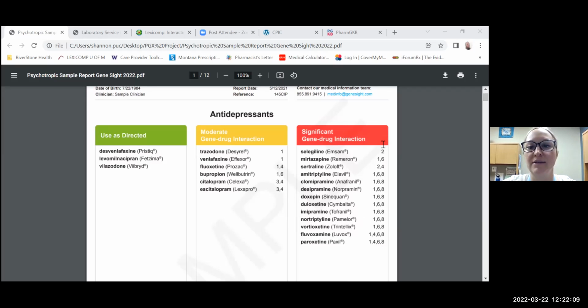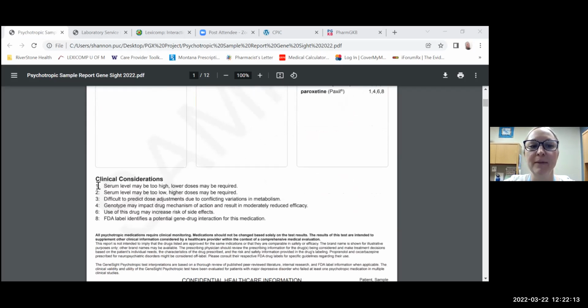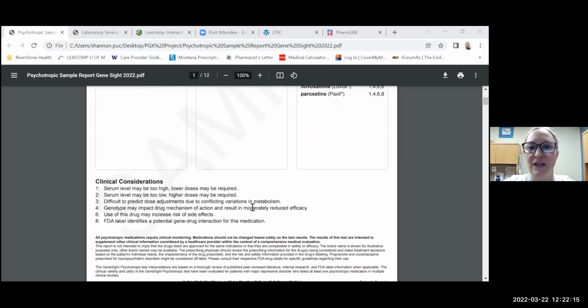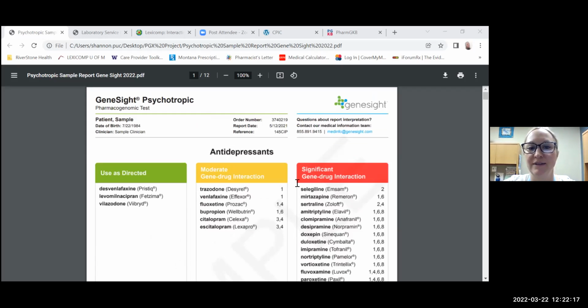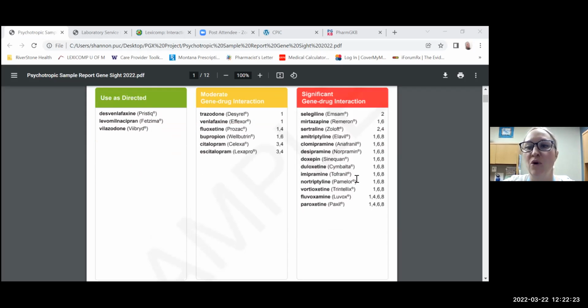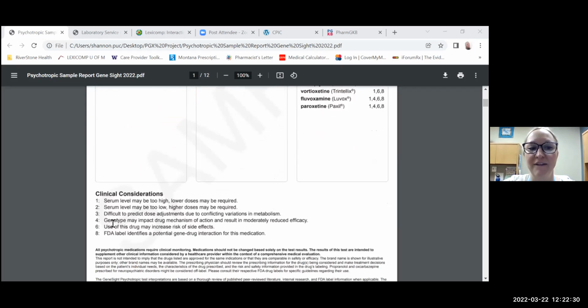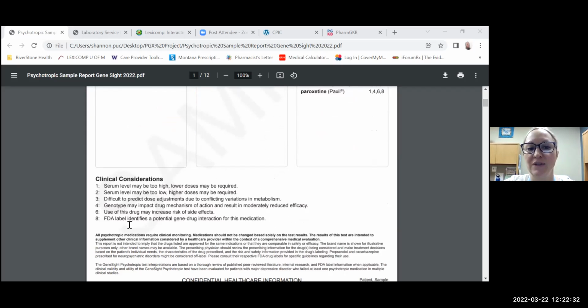There are these kind of subscripts right here that will show you. So clinical considerations for a 1, for example, are that the serum levels may be too high. You might consider a dosage reduction. Some of the ones over here have more clinical implications. So amitriptyline, definitely serum levels will be too high. There's actually FDA labeling that shows that you might want to adjust therapy, and that this patient might also have increased risk of side effects.